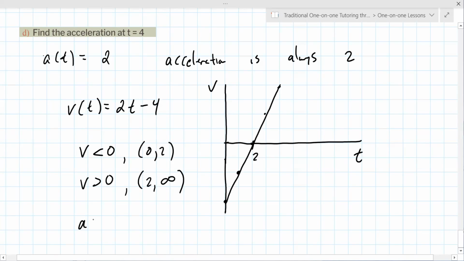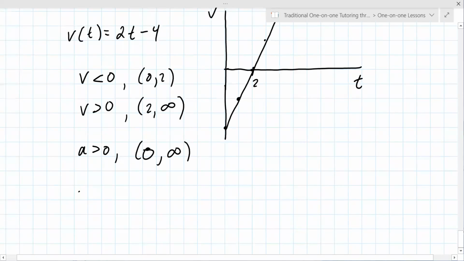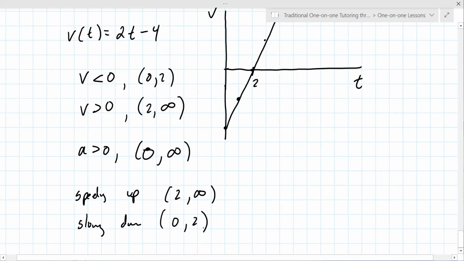When is acceleration greater than 0? That's asking, when does this thing have positive slope? Always. So it's not minus infinity though, it's 0 to infinity because it starts there. And that's what this means. So again, kind of repeat it. When is it speeding up? From 2 to infinity. When is it slowing down? 0 to 2. When does it change directions? At t equals 2. When is the velocity equal to 0? t equals 2.